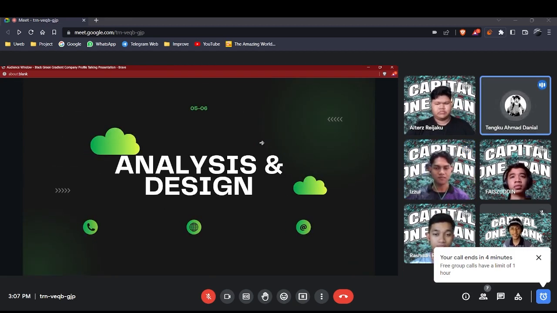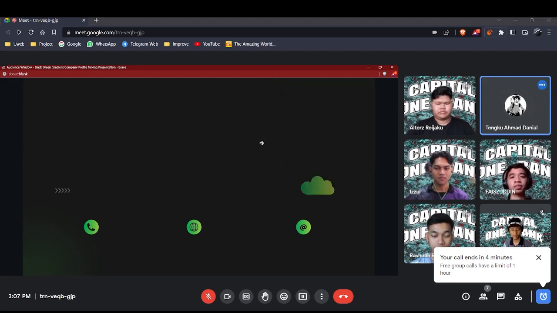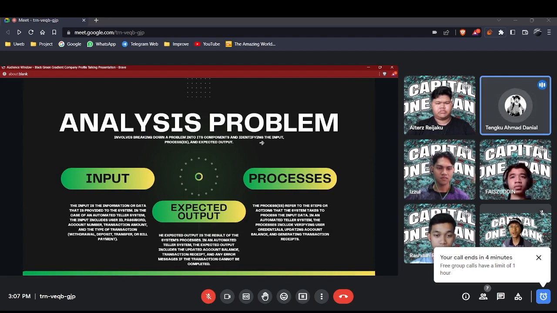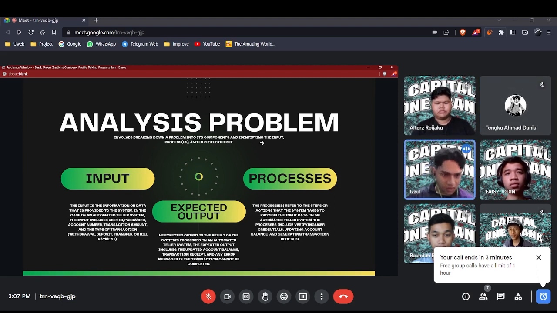Now we go for the analysis and design. Analysis of a problem involves breaking it down into its components and identifying the input, process, and expected output. Now, let's go for the first one, input. The input is the information or data that is provided to the system.